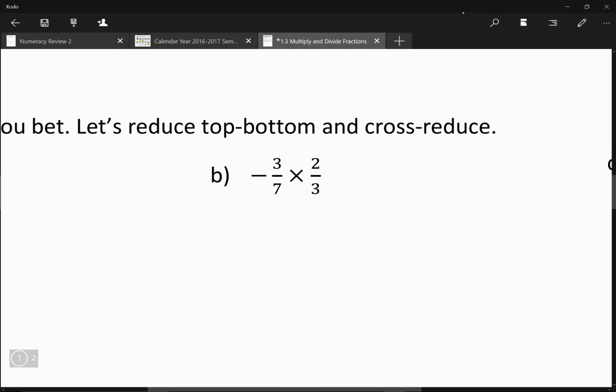Okay. What about this one? Well, 3's can cancel, right? Because these are all being multiplied. You're allowed to cancel factors both in the top and the bottom. So here I'm just left with negative 2 over 7.